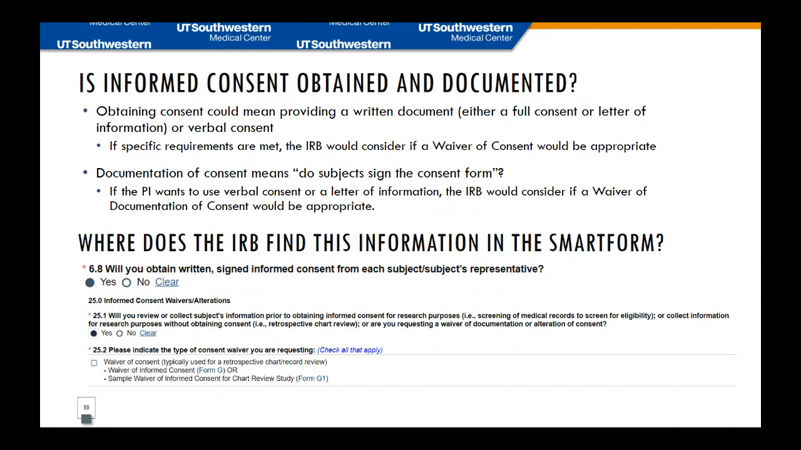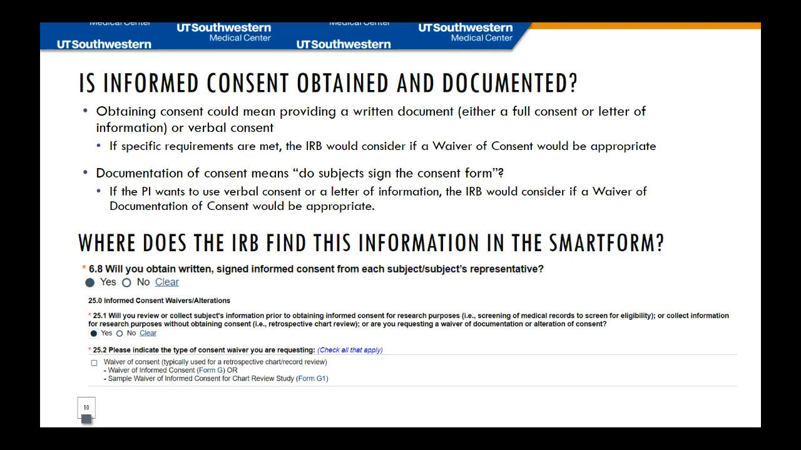So where do we find this information in the SMART form? Well, we look in a couple of different places. Question 6.8 will ask if the PI is planning to get written documented consent from every subject. And then we also look in section 25 to see if the study team has applied for any waivers.